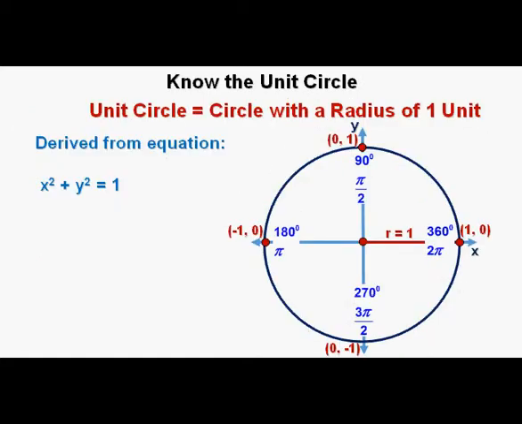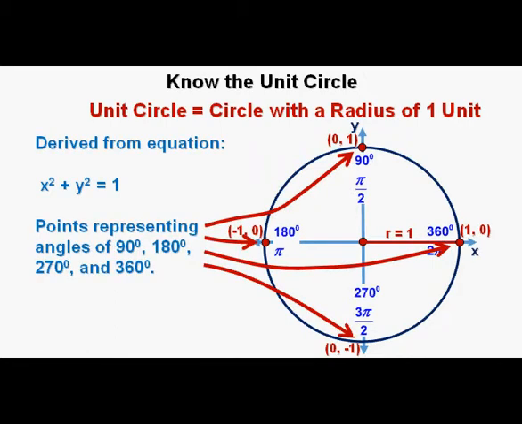From the video lesson that precedes this one, Create the Unit Circle, we took the unit circle equation x squared plus y squared equals 1 and graphed this circle. These are the 4 points on that unit circle that represent angles of 90 degrees, 180 degrees, 270 degrees, and 360 degrees. For points on the unit circle represented by coordinate pairs, the cosine is x and the sine is y.